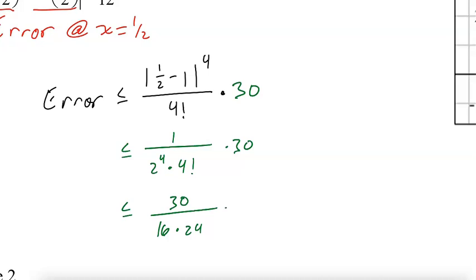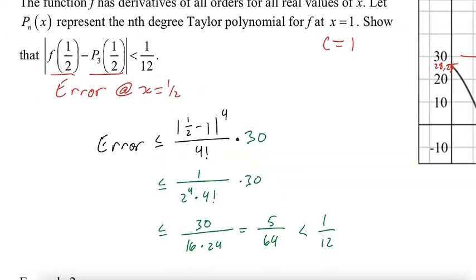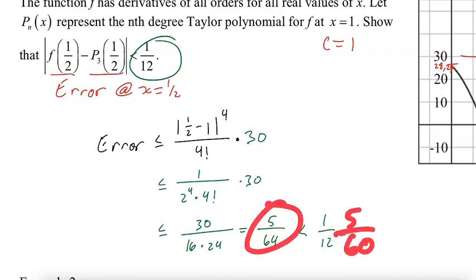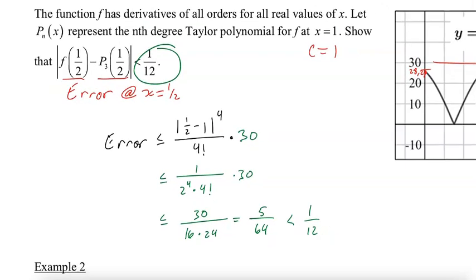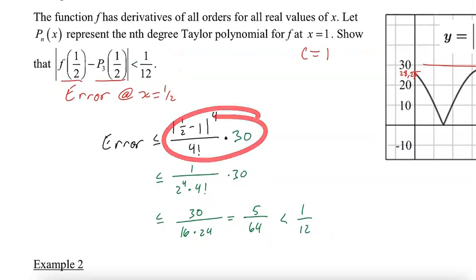So this will equal 5 over 4 times 16, which is 64, which is indeed less than 1/12, which is what we were trying to show. Because if I just multiply 1/12 by 5, then this is 5 over 60, which is a smaller number because it has a larger denominator. This is all the work that they would be looking for on this problem. So I have shown, using the Lagrange error-bound formula, that the error is actually less than 1/12.